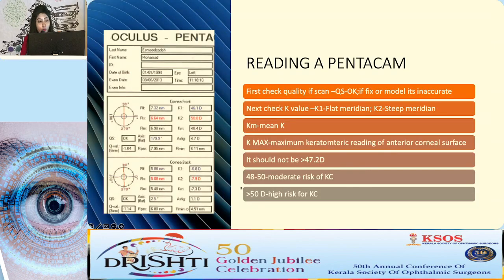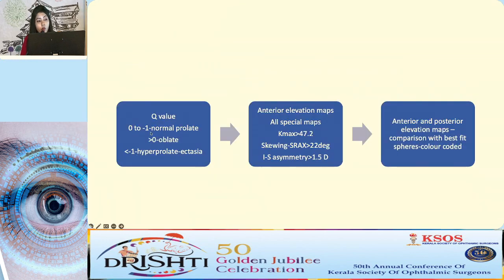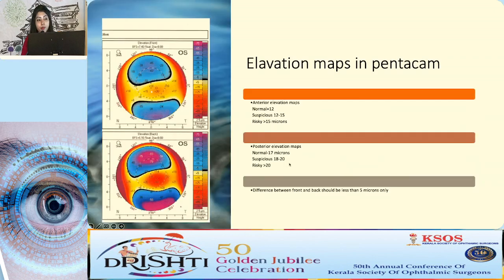Coming to the Q value. Here you can see the Q value, just beneath the QS. The normal Q value is between 0 and -1. Greater than 0 means it's a flatter, oblate cornea. If it is less than -1, that means it is a steeper cornea, or a cornea that can be ectatic. Also, in the curvature map, you have to look for an inferior-superior asymmetry greater than 1.5 diopters.